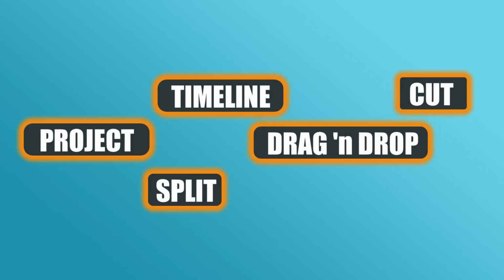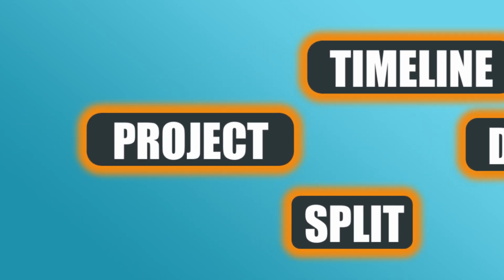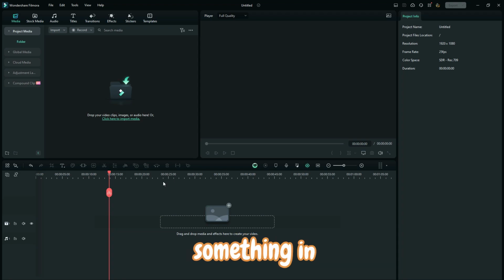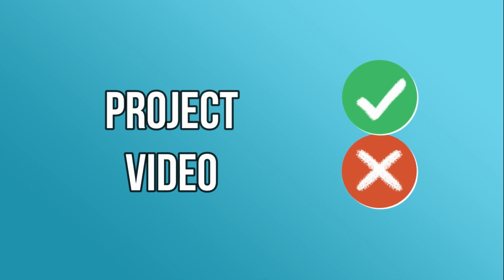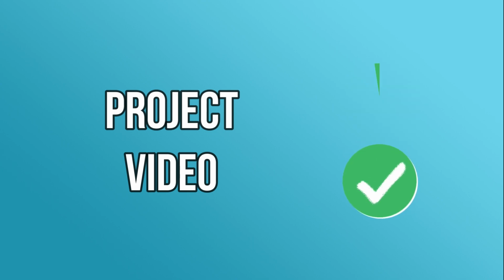Alright, so addressing the very first one, which is called project. If you are editing something in Wondershare Filmora, that stuff you are doing right there is called the project. It's not a video yet because it's not yet exported. After we have exported it to become one final output, then that is now called the video. Okay?